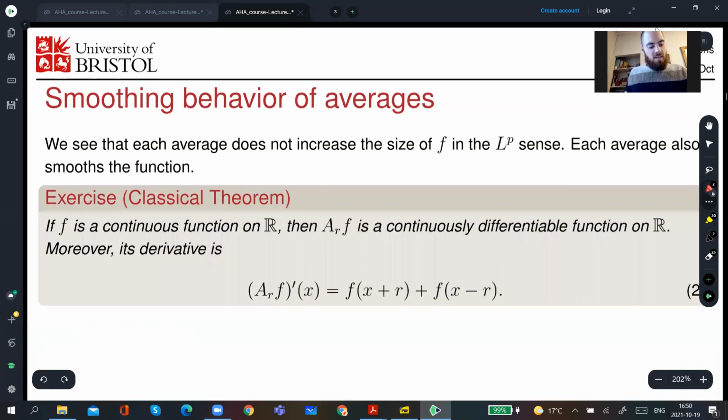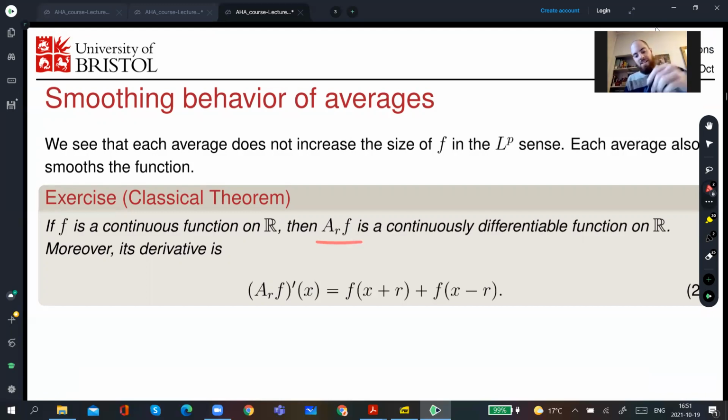All right, let's get into some more properties of the Hardy-Littlewood maximal function. Each average has a lot of smoothing to it. We saw that it's a contraction in L^p, meaning the L^p norm of the average of f is at most the L^p norm of f, but you can also smooth out your function. A very classical example: suppose I started with a continuous function in one variable on R, and I look at any fixed average A_r of f.